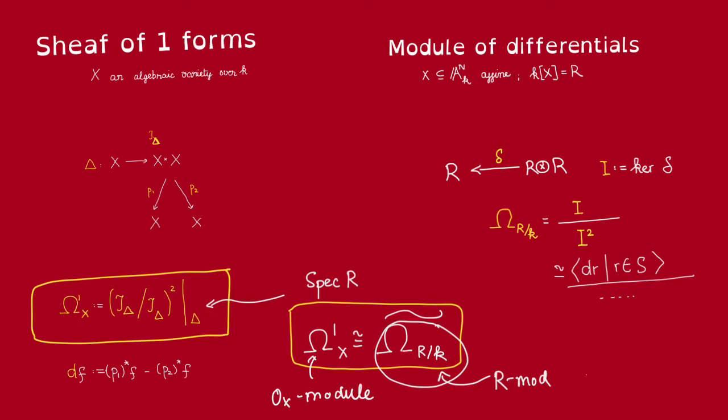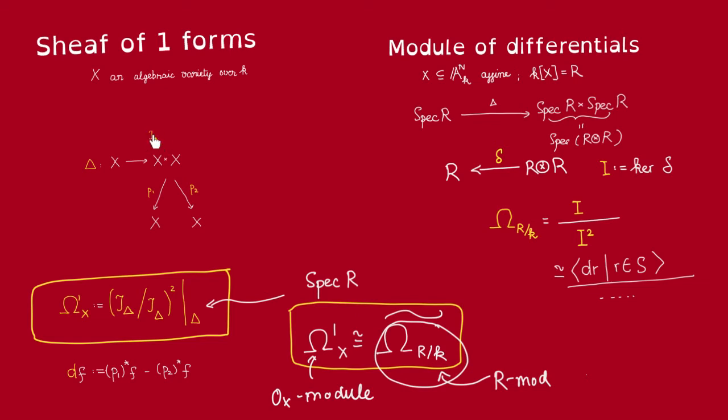Let's look at the case when X is affine with coordinate ring R and see what all of these maps are. Now the diagonal map is a map from Spec R to this product, but this product is just equal to Spec of R tensor R. We can identify it with Spec of R tensor R. So this morphism of affine schemes corresponds to a homomorphism of coordinate rings, which we'll call delta.